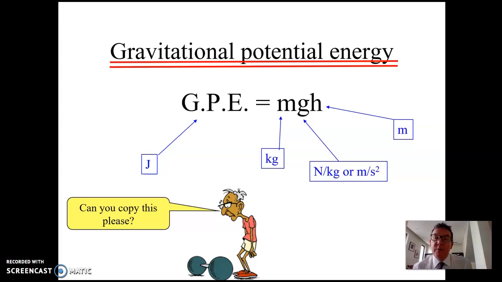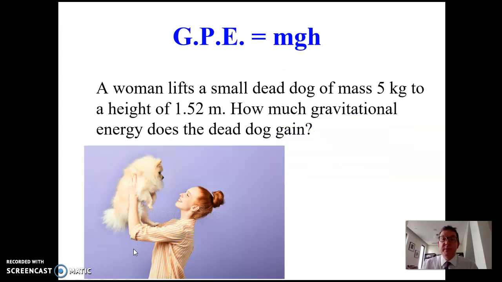So if you remember yesterday, we were looking at our formula for gravitational potential energy. Remember, we talked about where that formula comes from, but you don't need to explain that. You just need to know how to use the formula. We looked at some examples.